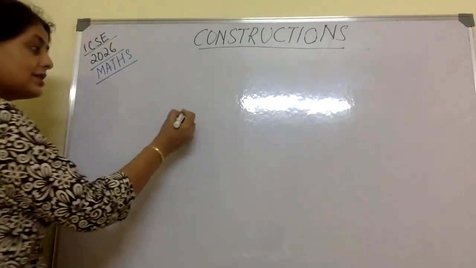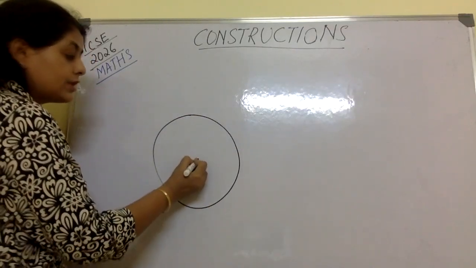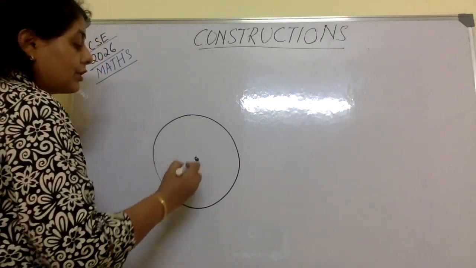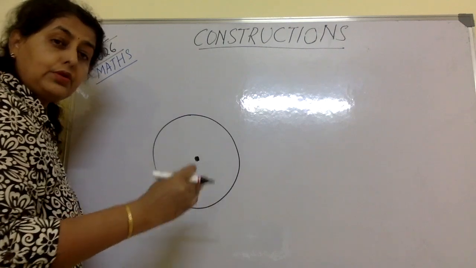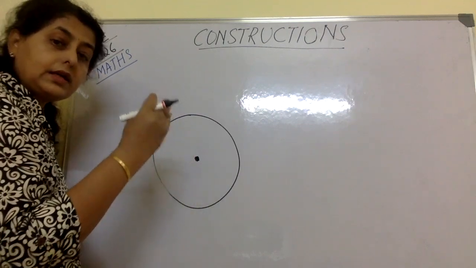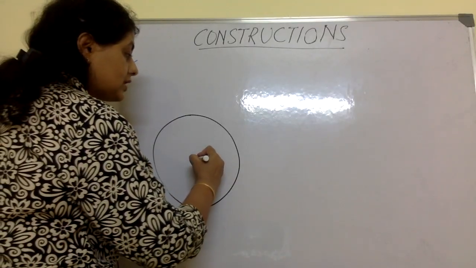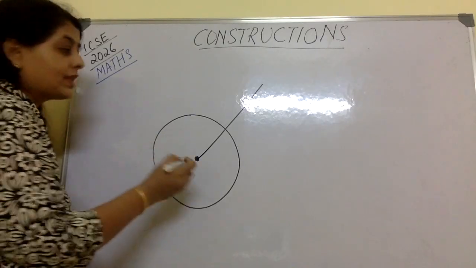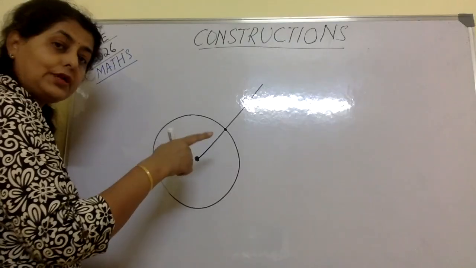Now the tangent, supposing they have given a circle of radius 4 centimeter. So you draw a circle of radius 4 centimeter, and then what you have to do is take a radius anywhere. Okay, they have told mark a tangent at any point P. So you just draw a radius with your scale and extend it a little bit like this. Okay, now this is your point of contact, which is going to become your point of contact for your tangent.